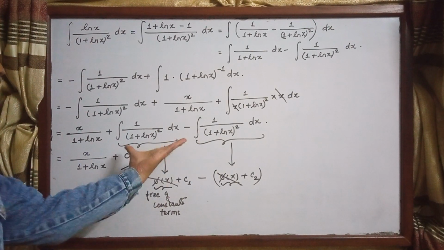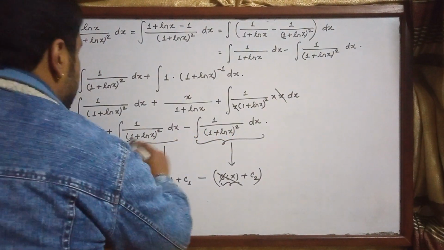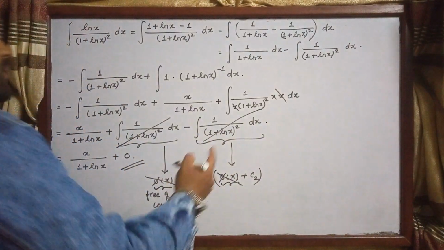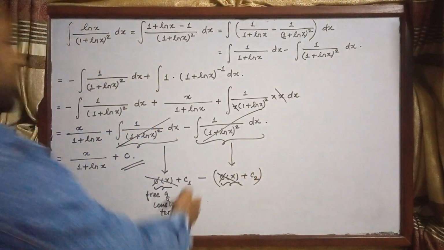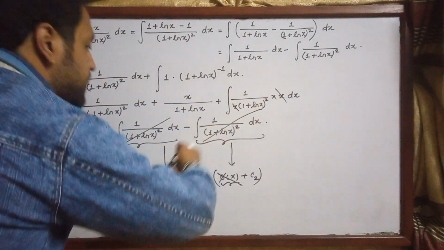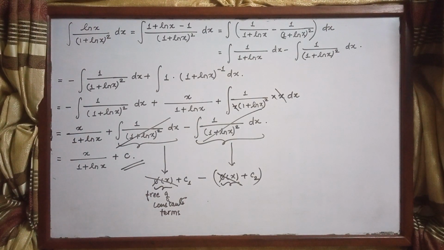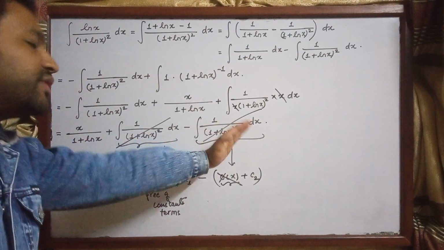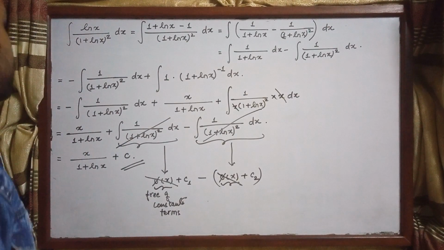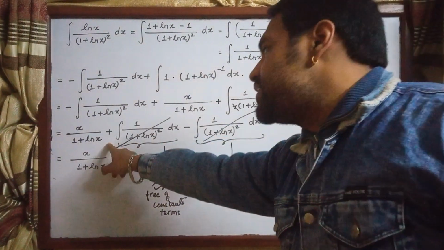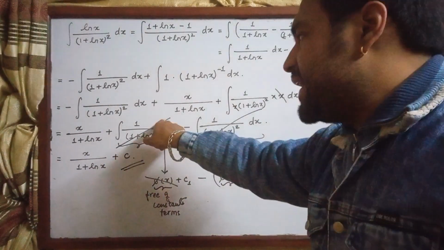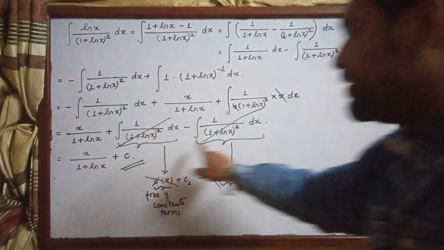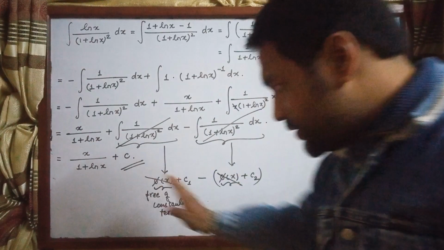So basically, here's the trick: do not cancel them out to get 0. The cancelling of indefinite integrals is not really allowed. If they're definite integrals, you can cancel them out. But in the case of indefinite integration, you're not supposed to cancel these out. This is the main trick right here, which I've explained just now.